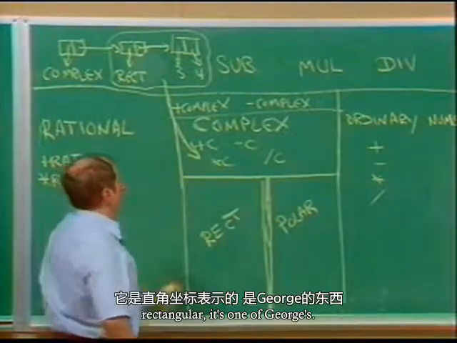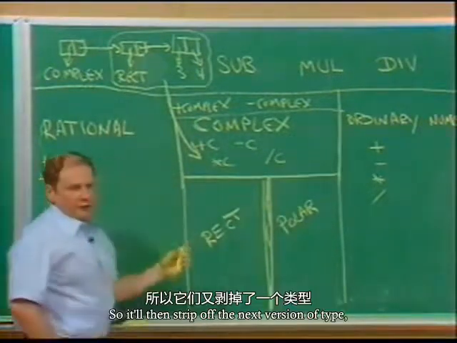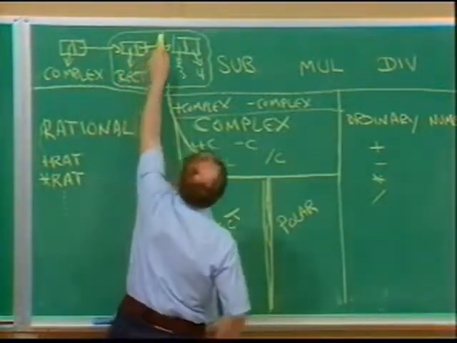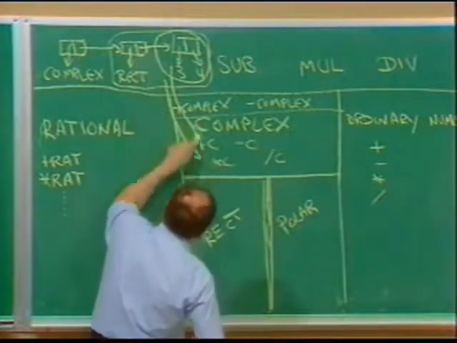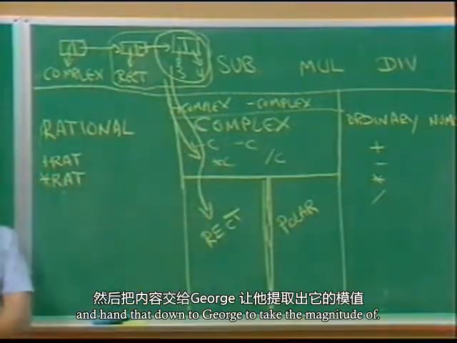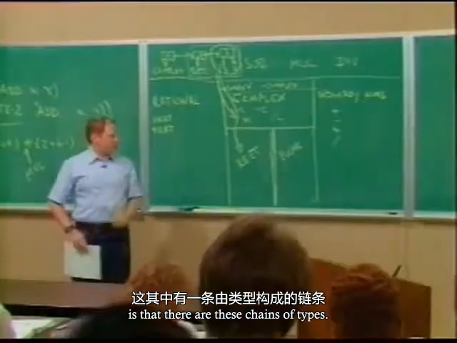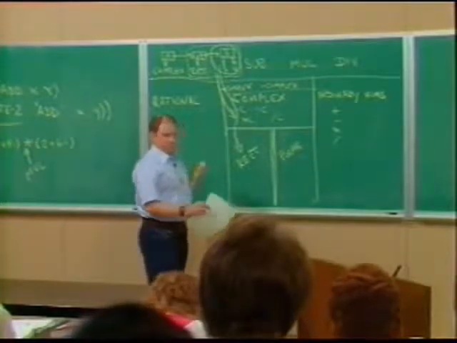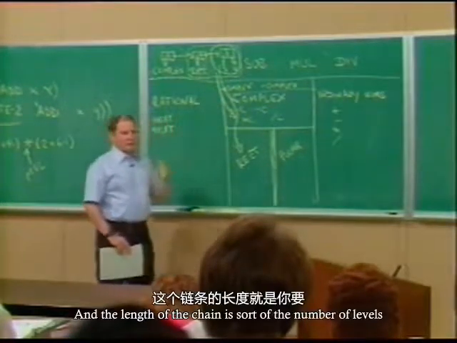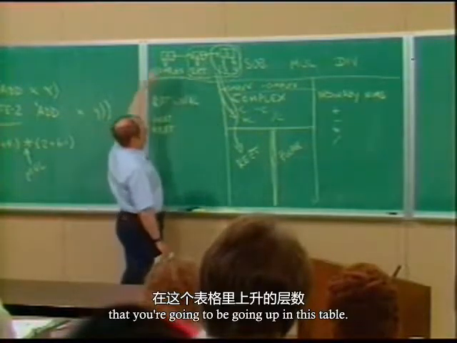And it'll say, oh, it's rectangular, it's one of George's. So it'll then strip off the next version of type and hand that down to George to take the magnitude of. So you see what's going on is that there are these chains of types. And the length of the chain is sort of the number of levels that you're going to be going up in this table.